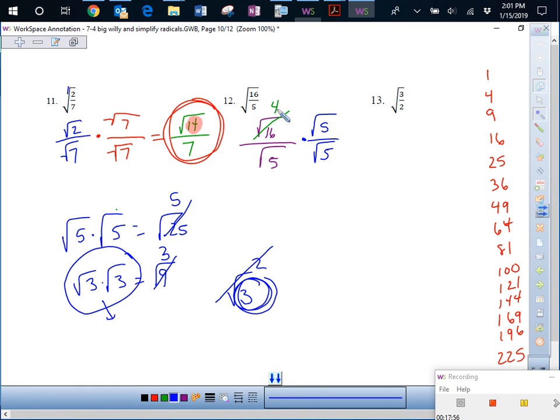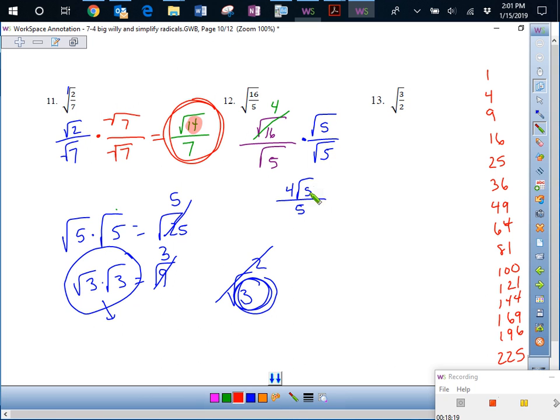So upstairs, 4 times radical 5. Well, they don't play nice, whole numbers and radicals. They just have to sit next to each other and be happy about it. So 4 square roots of 5. And radical 5 times radical 5 is just going to be 5. It's really the square root of 25, but we might as well just go ahead and call that 5.